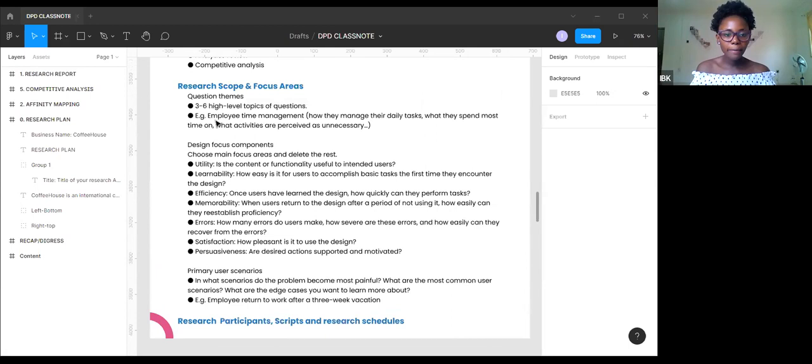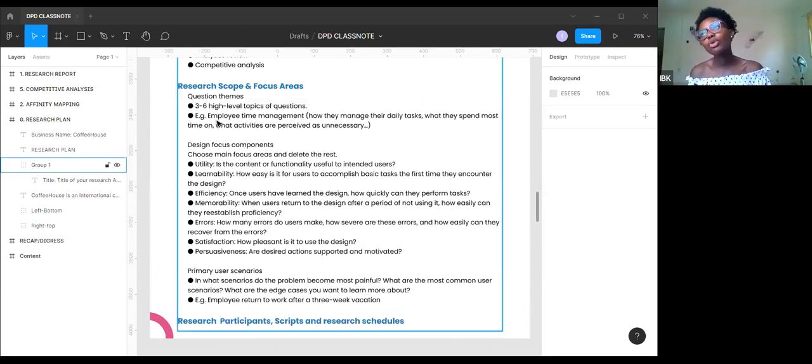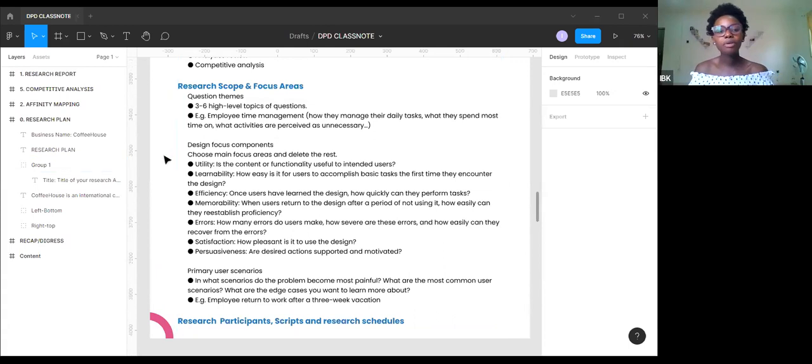Okay, question. In your research scope, of course, you have your research questions, you have your script. You have the questions that you want to ask your user, and it's based on what you're trying to solve. Olusegun, can I hear from you? What is the problem that your group is trying to solve, please? Let's hear from you.